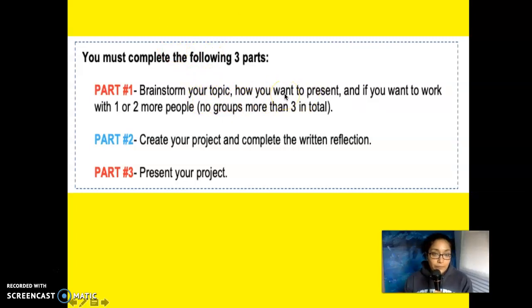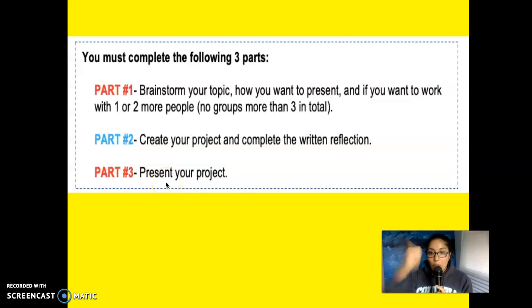All right, so step 1 is to decide on what's going to be your project and if you're going to work with someone. The second part of your project is then to make your project and to write a reflection about what it was like doing your project, right? The written reflection part will be next week. Step 3 of your project is to present it. And we'll talk about that in a moment.